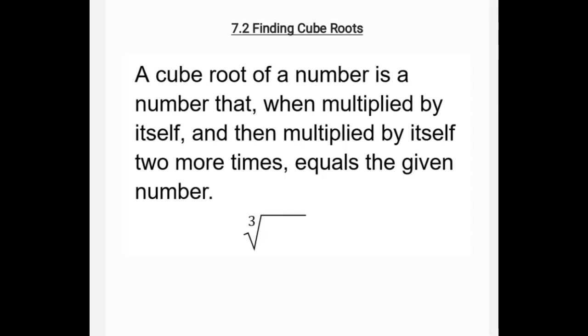This lesson's on 7.2, finding cube roots. A cube root of a number is a number that when multiplied by itself and then multiplied by itself 2 more times equals the given number. So it's very similar to 7.1, finding roots lesson. As mentioned before, this is our root. That tells me we need to have 3 of the same numbers to group it, and that will come out of the radicand.